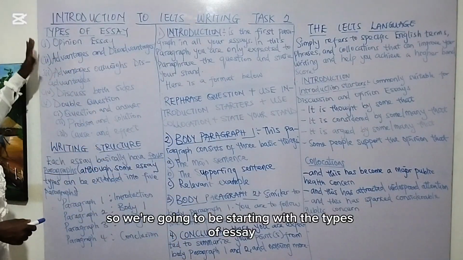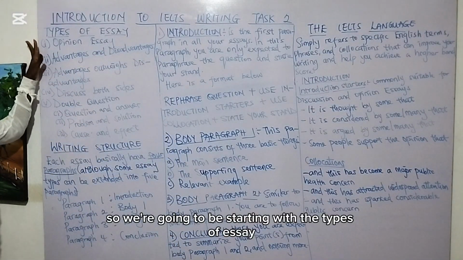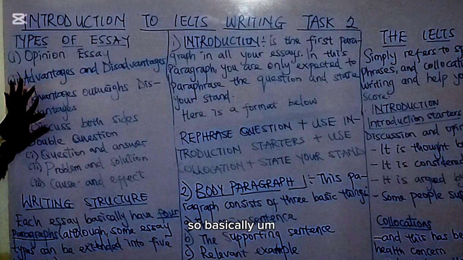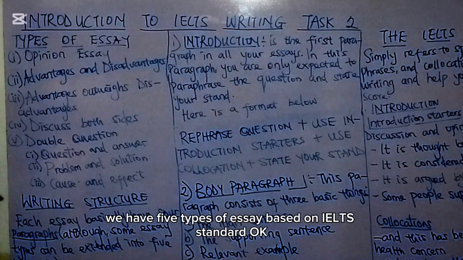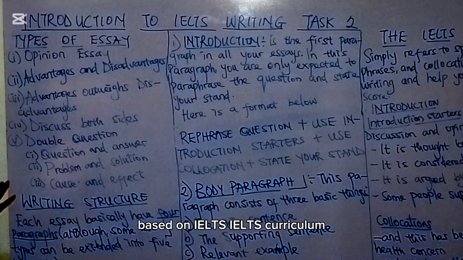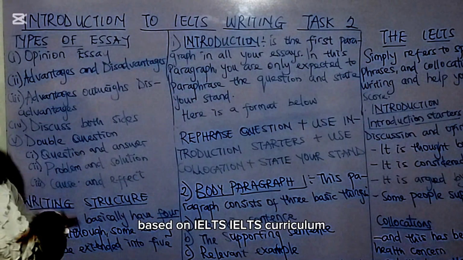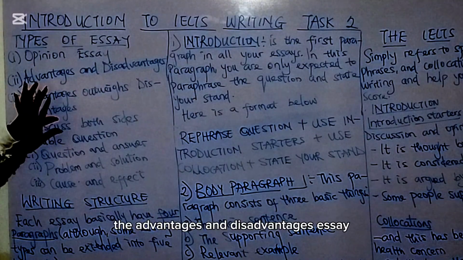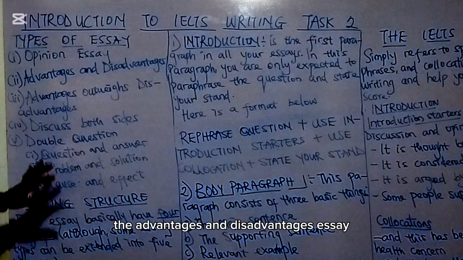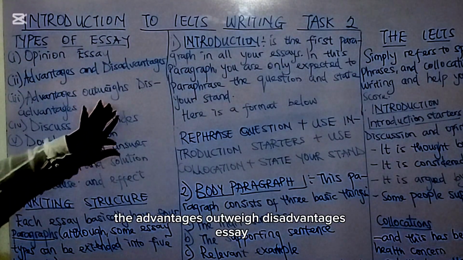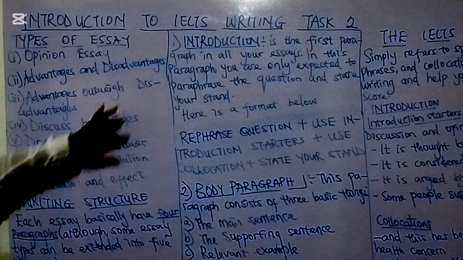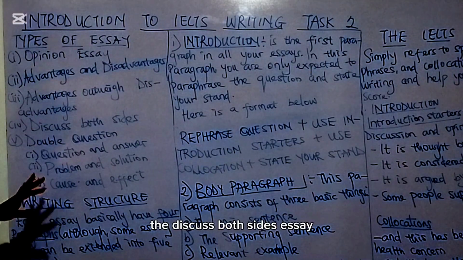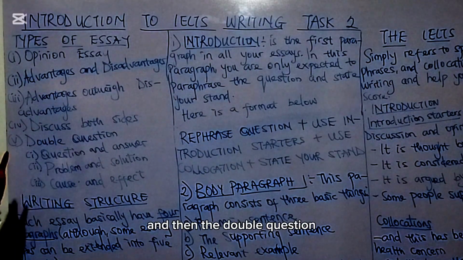So we're going to be starting with the types of essay that we have. Okay, so basically we have 5 types of essay based on IELTS standard. Okay, based on IELTS curriculum, we have 5 types of essay, which is the opinion essay, the advantages and disadvantages essay, the advantages outweigh disadvantages essay, the discuss both sides essay, and then the double question essay.